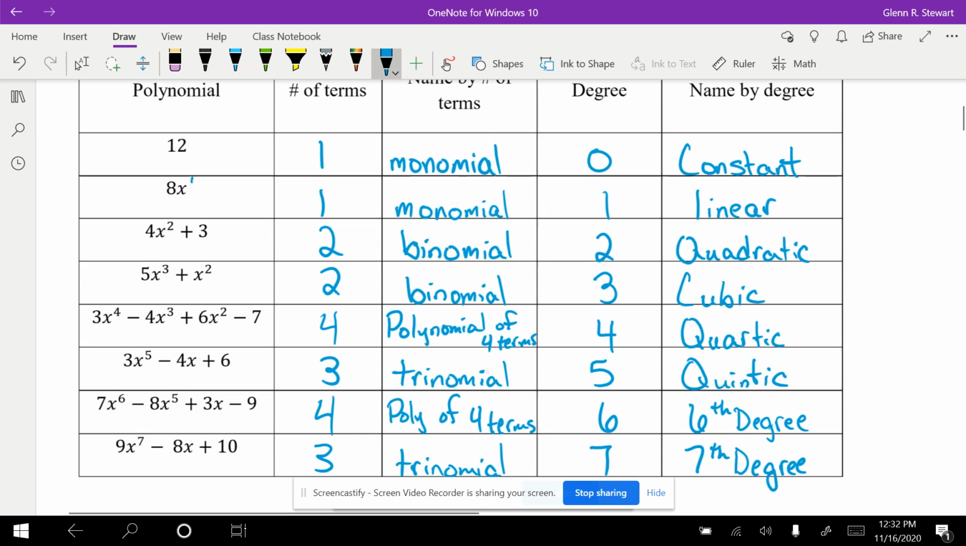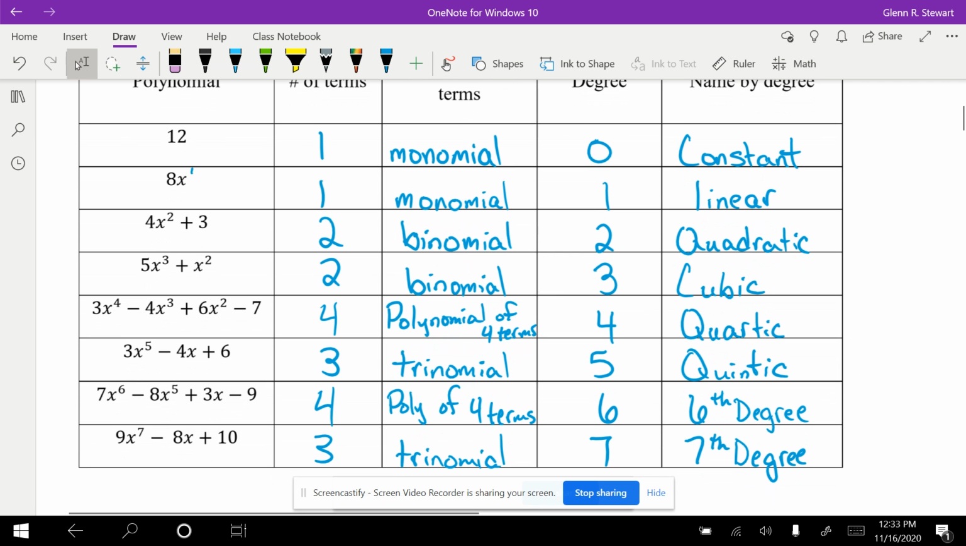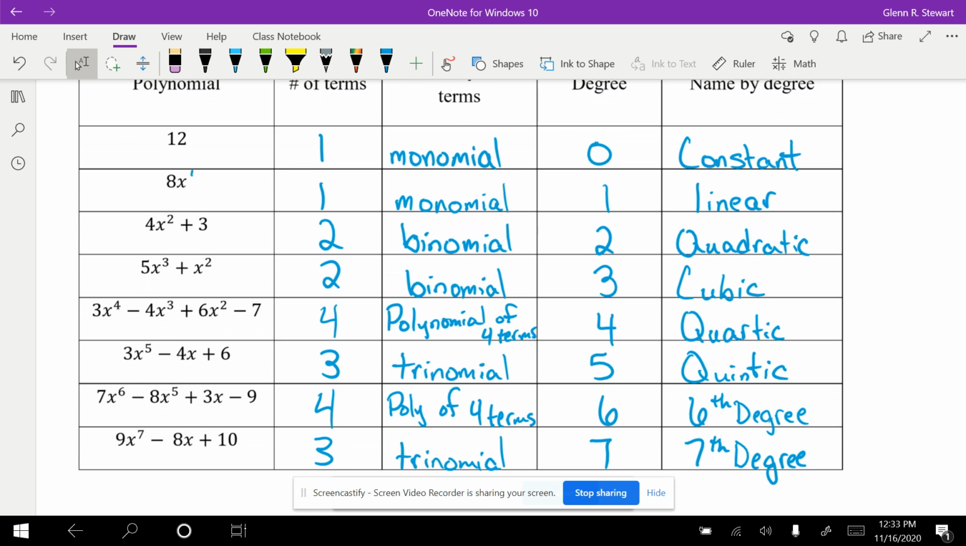The number of terms classifies how many terms or how many plus or minuses are in between. Monomials, binomials, and trinomials are the big ones that you'll know. And then names of degrees, constant, linear, quadratic, cubic are usually the top big ones there. Quartic and quintic, we also use them.